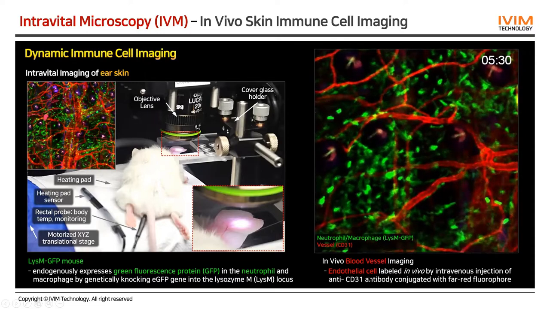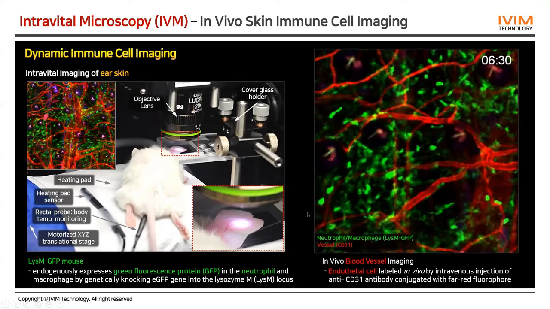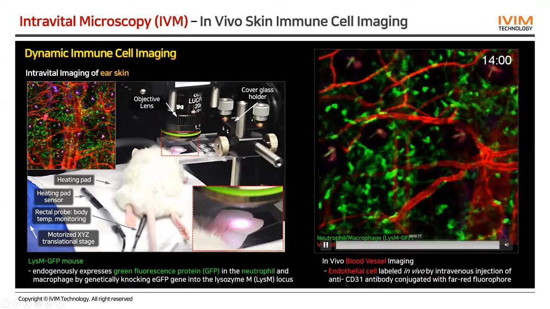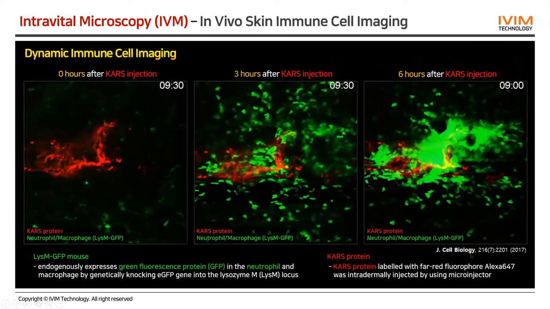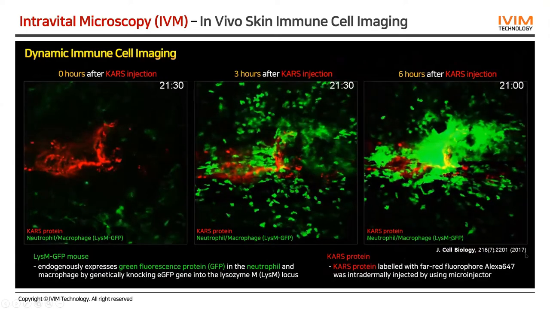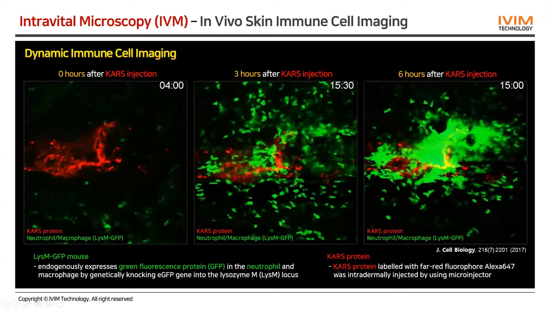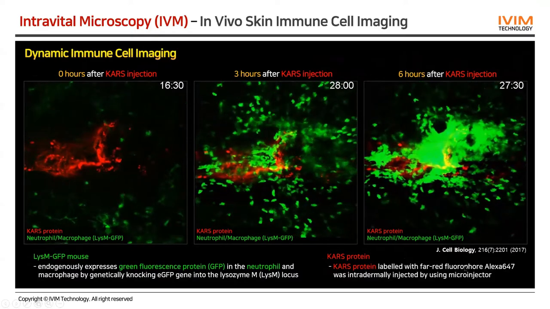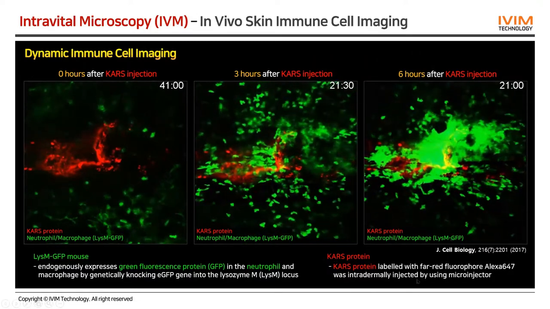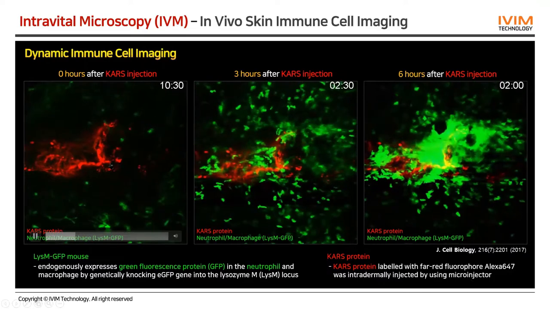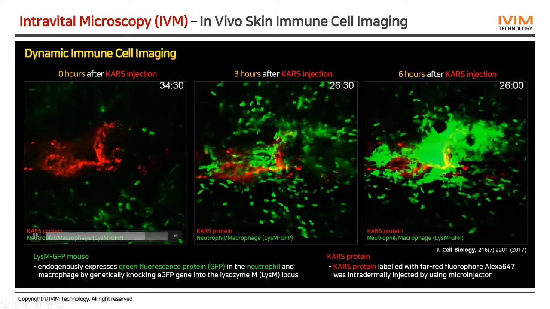In this case, we use a LysM-GFP mouse model. What you are looking at here is mostly macrophages and neutrophils. And again, the blood vessel is labeled by anti-CD31 antibody conjugate. This is one of the works published in JCB in 2017. Here, we injected a protein, KLS, labeled with a fluorophore. This protein was intradermally injected into the dermis using a microinjector. And then we can see the response of the neutrophils after the injection of this protein.